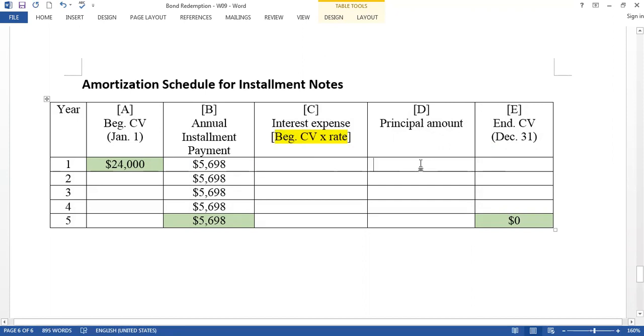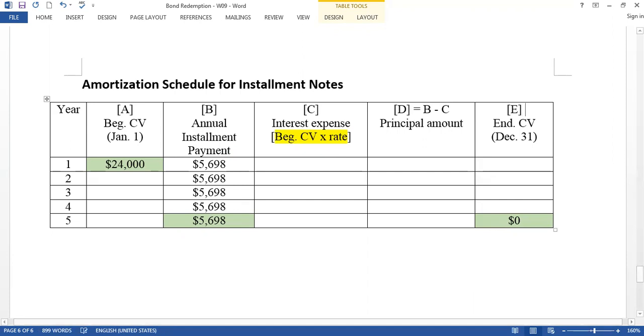Now, what should be this amount? We know B, right? We have to calculate C first. So B minus C equals D, right? So D means B minus C. We know B, we have to calculate C, then B minus C.